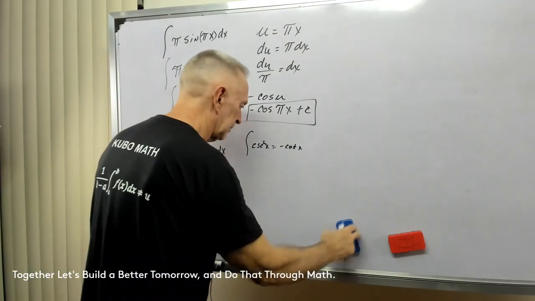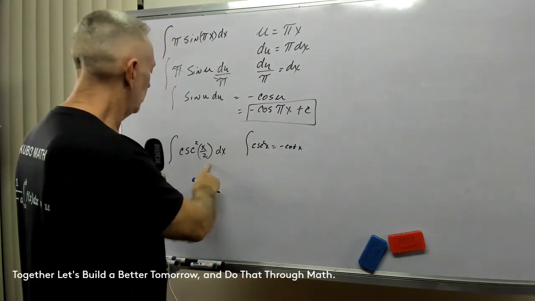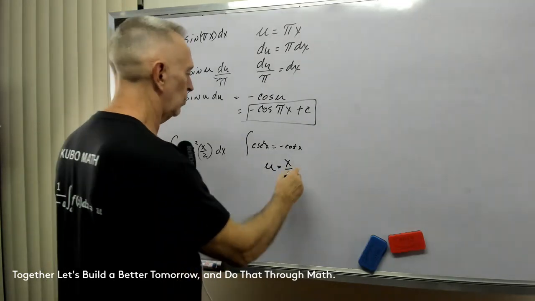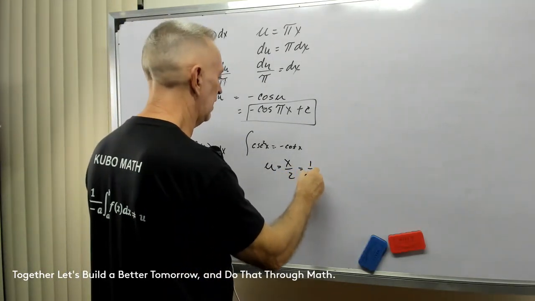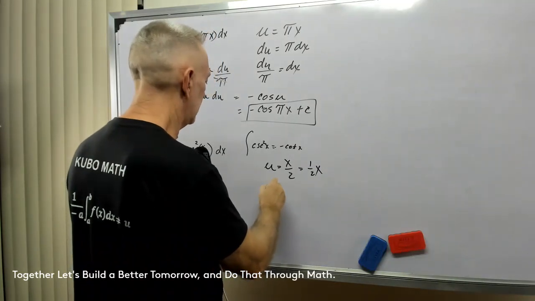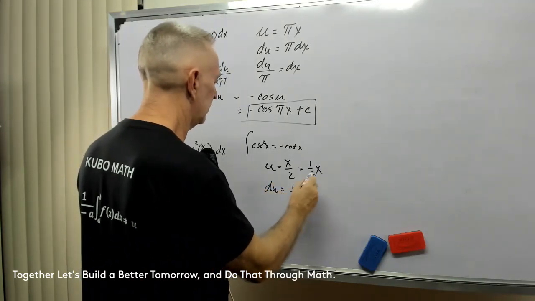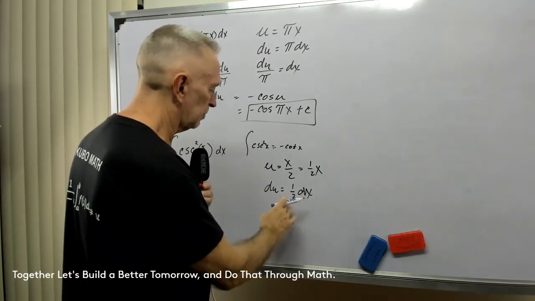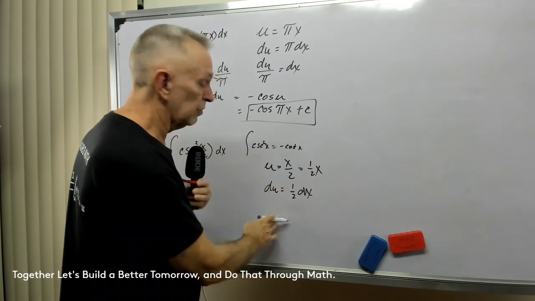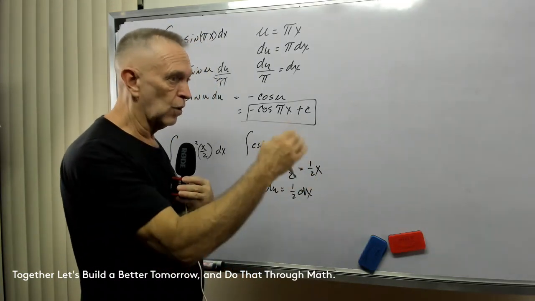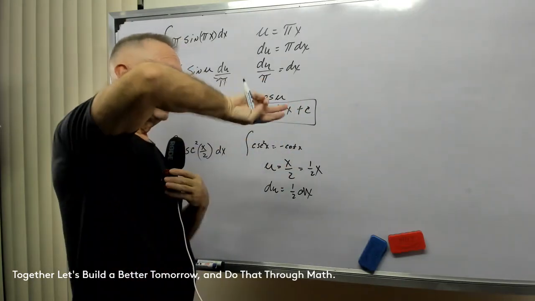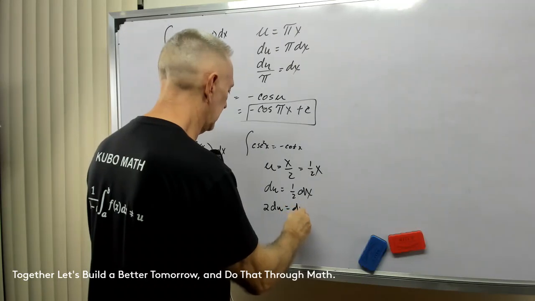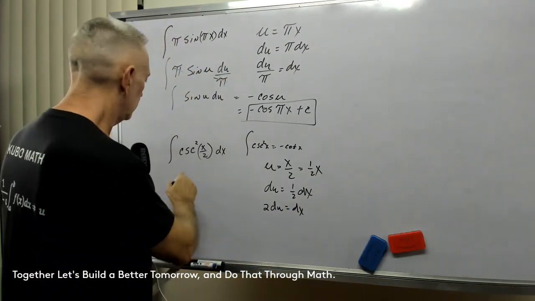Okay, in this case, let's let u equal x over 2. So what is that? That's 1/2 x. So du equals 1/2 dx. So if we divide both sides by 1/2, we have du divided by 1/2. Invert the 1/2 and multiply, we have 2 du equals dx. Okay, so now what do we have here?